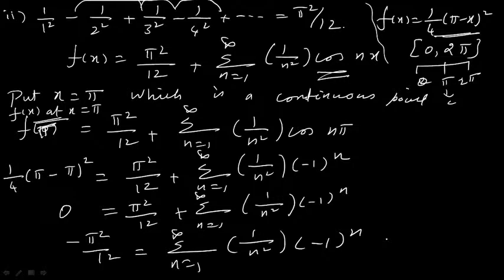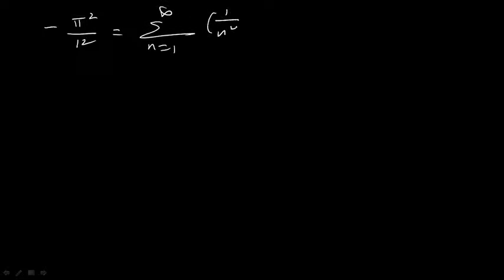Now we have to expand this series by substituting n equal to 1, 2, 3, etc. So I am going to write here the previous step once again. Minus pi square divided by 12 is equal to sigma n varies from 1 to infinity 1 divided by n square minus 1 whole power n. That is minus pi square divided by 12. Substituting n equal to 1, what do you get? 1 by 1 square, here you have minus 1.